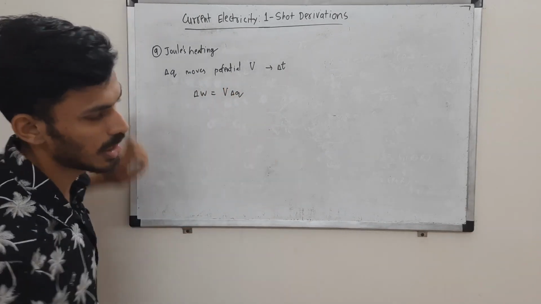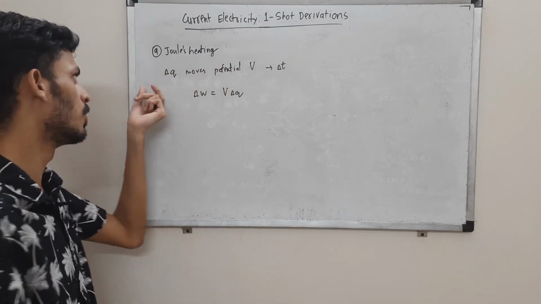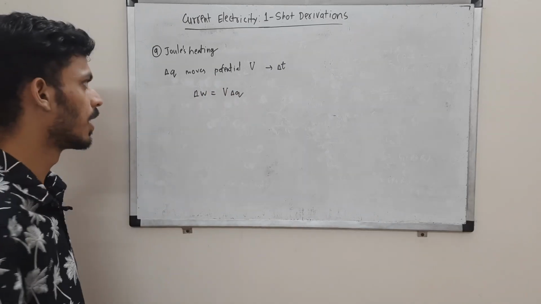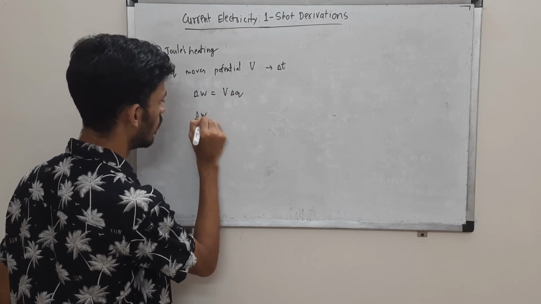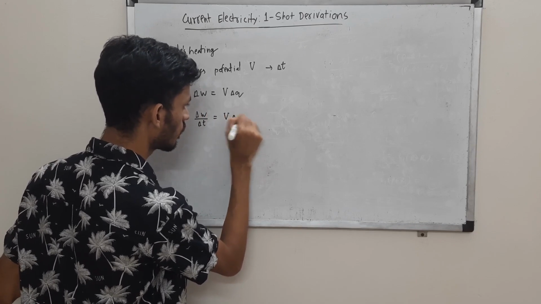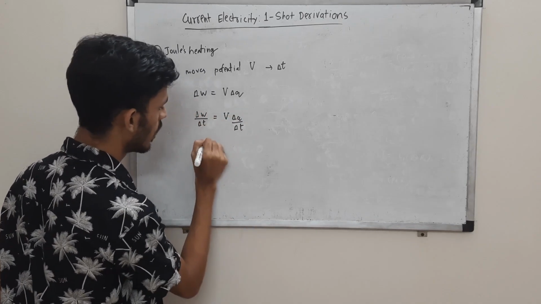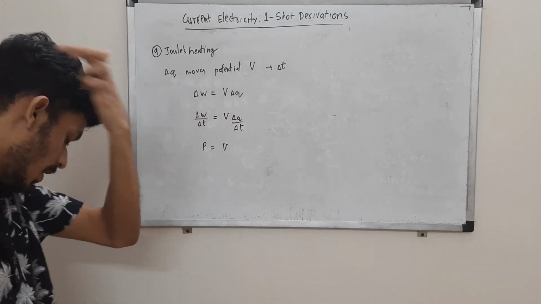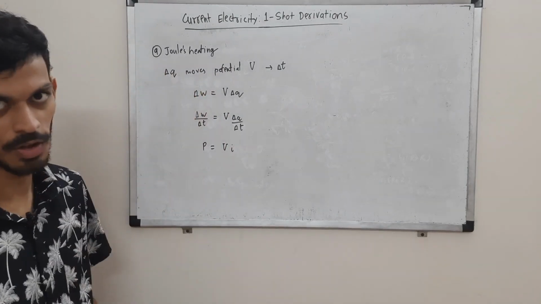This is by the definition of potential, right? Potential is work by charge. So the amount of work done in moving delta Q through potential V is dW equals V times delta Q, right? So we can divide this by the time interval. Now we know the rate of work is power, and delta Q by delta t is the average current I. So this is nothing but the expression of power.